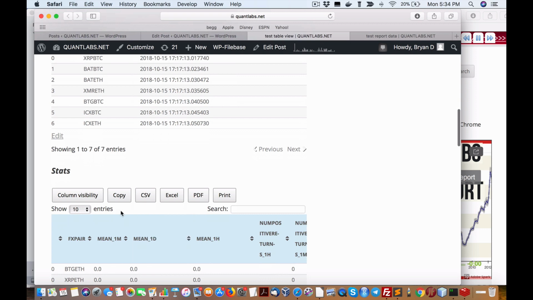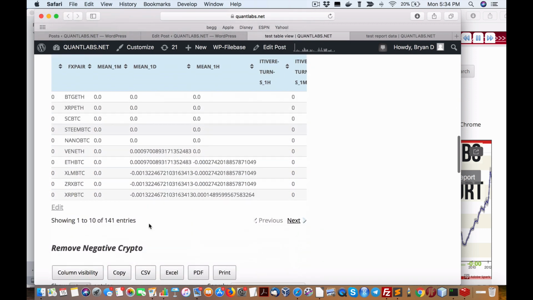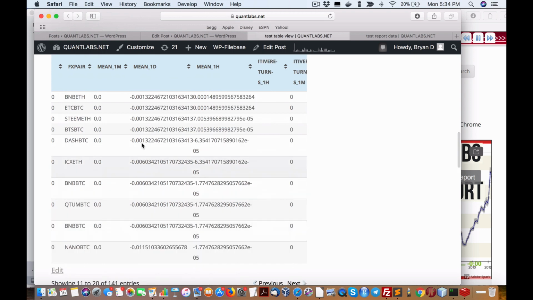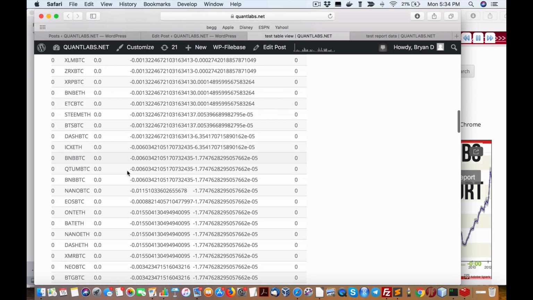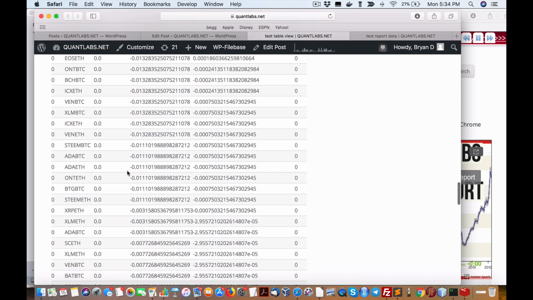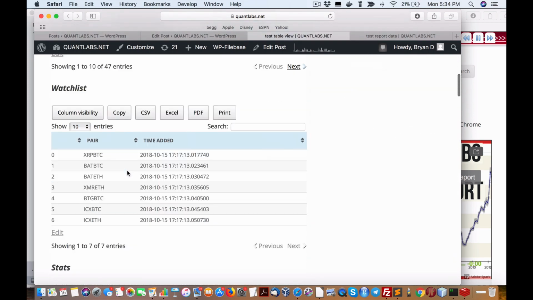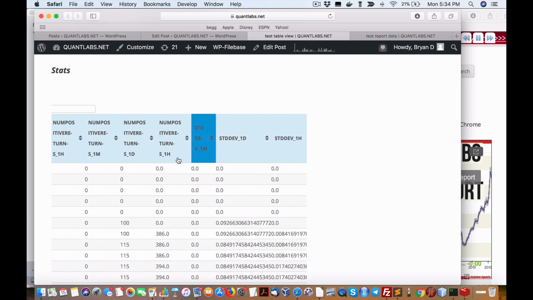Also, I track the stats as well. So right now you can see there's over 141. Let's see if I can do 100 entries. And it's a lot more expanded than the traditional 40 that I'm watching. Let me just show you this.